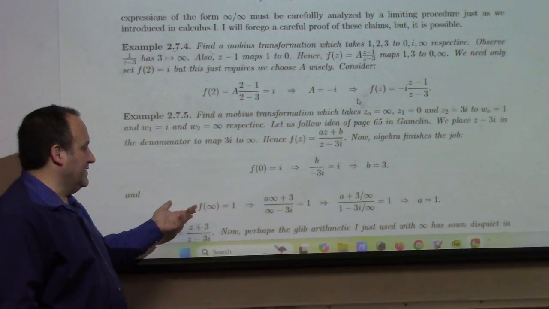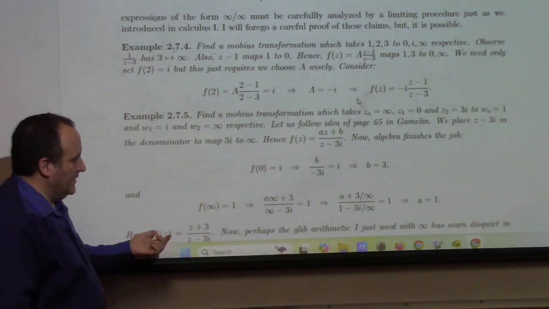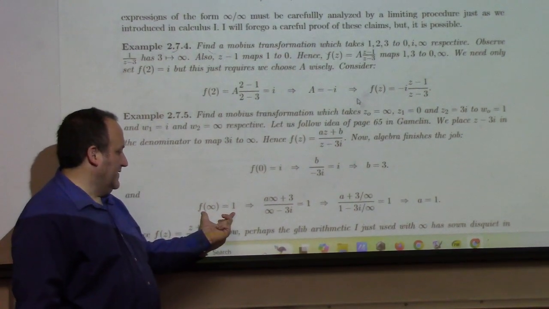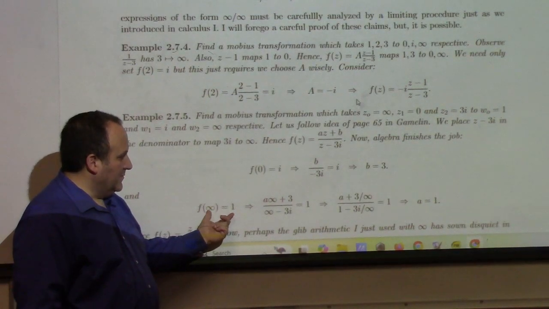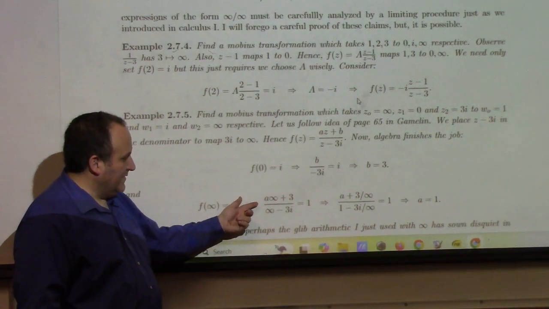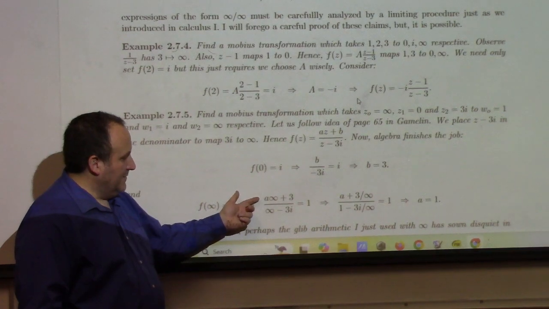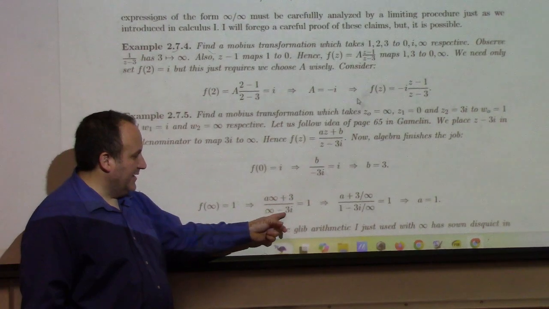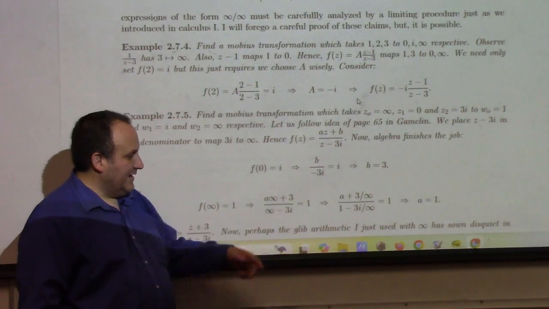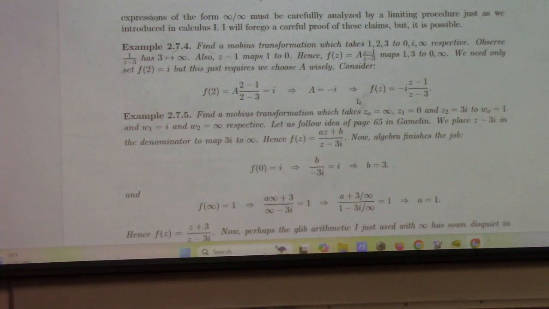See, this is a little bit tricky, all right? So if you want to understand what f of infinity equal 1 means in this algebra, what you do is you rearrange it so that you get division by infinity. And so you get like (a plus 3 over infinity) over (1 minus 3i over infinity), which shows you that a has to be equal to 1. So that's the arithmetic that turns out to make sense in this context.